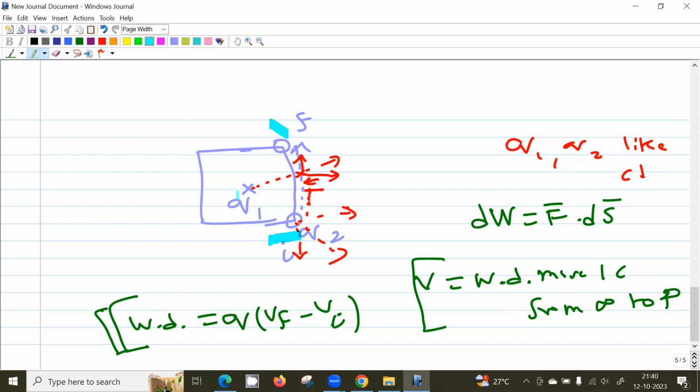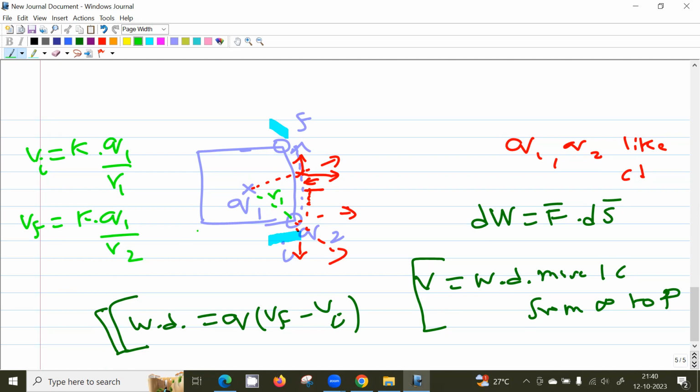So what is the potential at the initial point due to this Q1? Anyone? Potential at a point due to a point charge. What is the formula for potential due to a point charge? Potential due to point charge Q is KQ by R, sir. K into Q1 by R1, yes, whatever this distance is. Let me call it R1 only. This is the initial potential. Similarly, the potential at this final point, Vf, is K Q1 by R2.